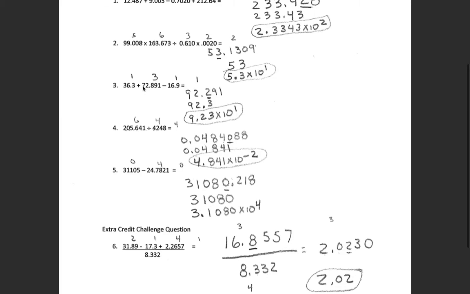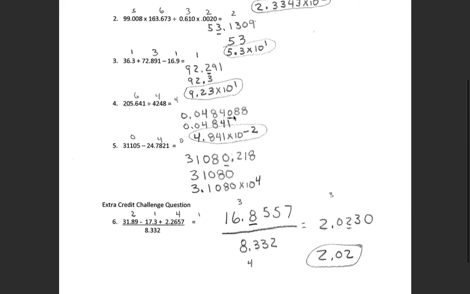Number 3, addition and subtraction. Digits after the decimal. 1, 3, 1. The answer will have 1 digit after the decimal. 92.291 comes out of my calculator. Okay. The 9 influences the 2 and rounds it up to a 3. It becomes 92.3. 3 significant figures in my answer. 3 significant figures in my scientific notation answer. 9.23 times 10 to the first.